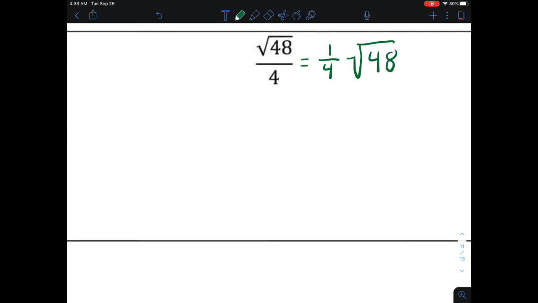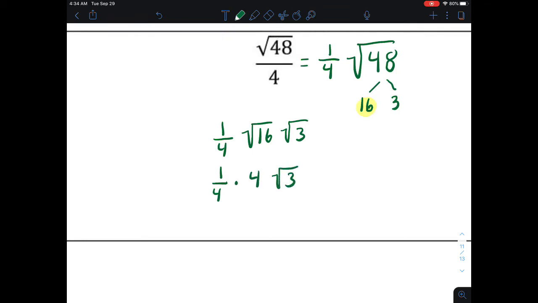Now what I do is I simplify the square root of 48. 48 is the product of 16 times 3. 16 is my perfect square. And so what I have is 1/4 times the square root of 16 times the square root of 3. And we just simplify from there. We'd have 1/4. The square root of 16 is 4. And then I have times the square root of 3. Well, 1/4 times 4 makes 1. And so all we're left with here as our answer is the square root of 3.